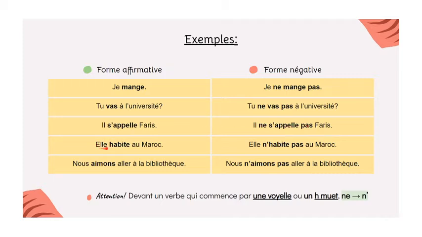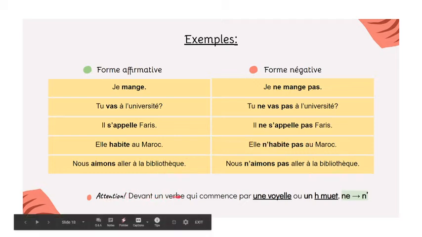Next one is, elle habite au Maroc. Maroc ni sebenarnya negara Morocco. Negara Morocco ni terletak di North Africa di bawah Spanyol. So, elle habite au Maroc. Kalau kita nak tukarkan menjadi form negatif, kita letak elle n'habite pas au Maroc.